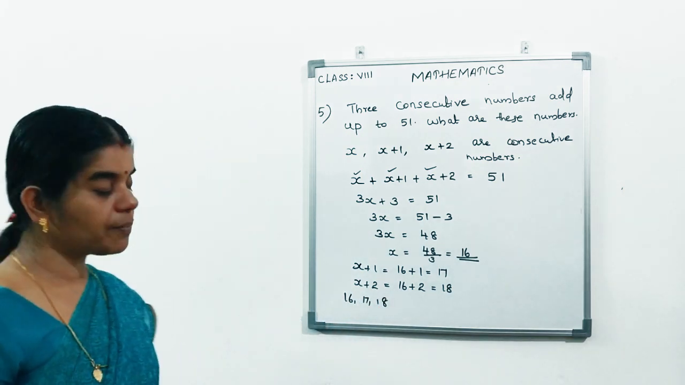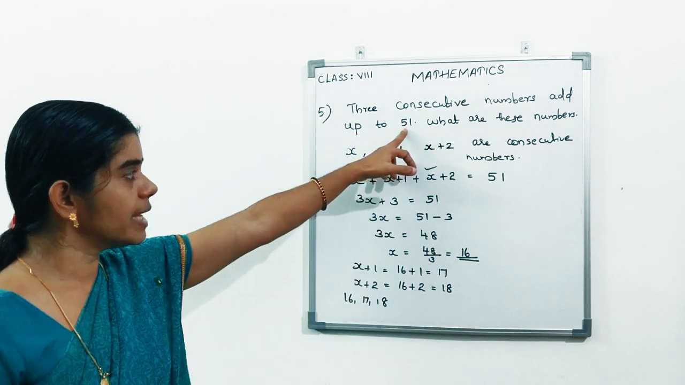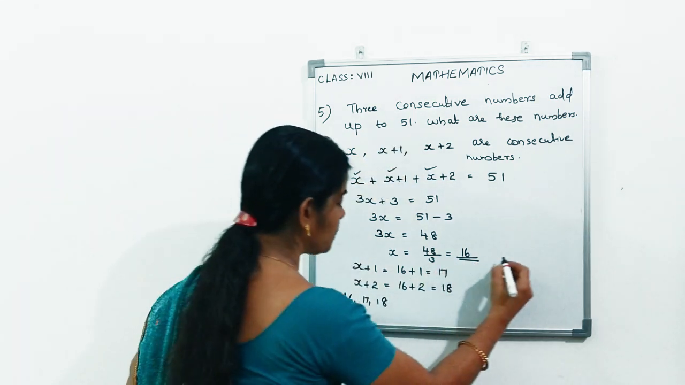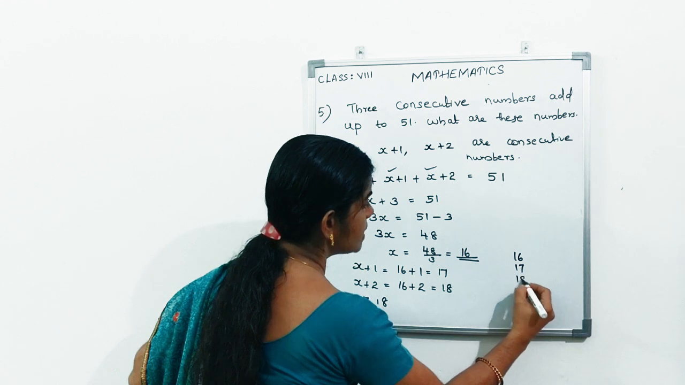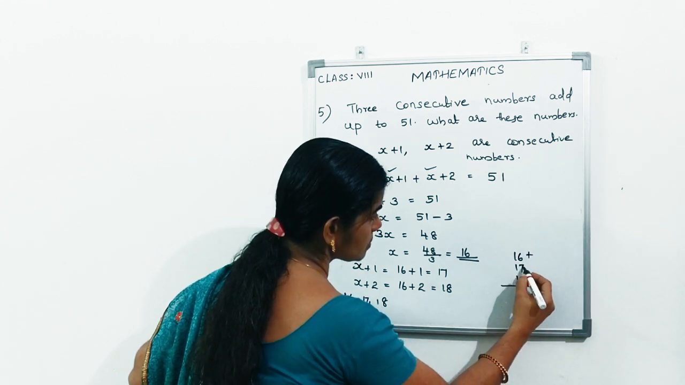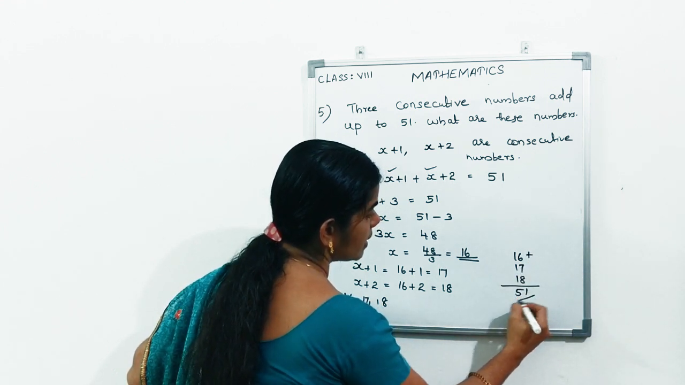Then we can check by adding these three numbers whether we get 51 or not. 16 plus 17 plus 18, you are getting 51 also.